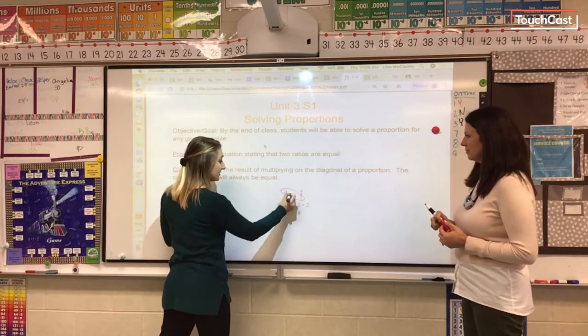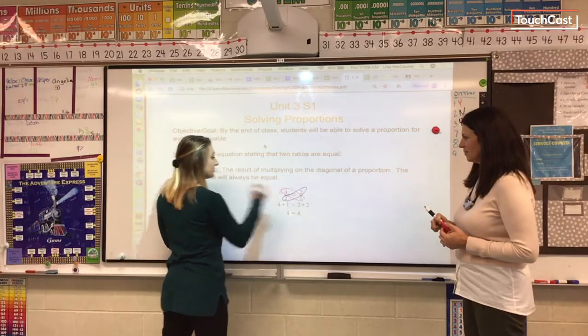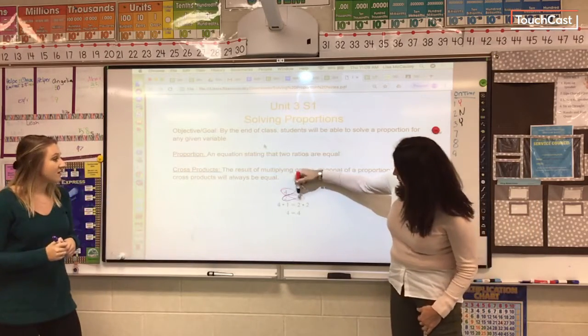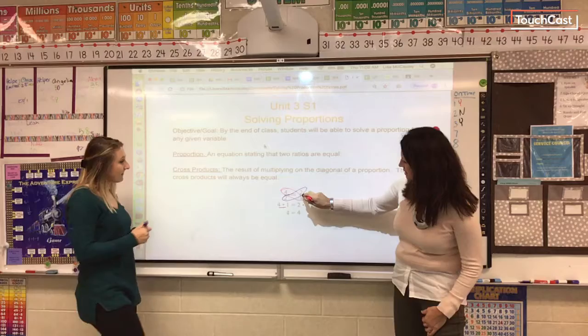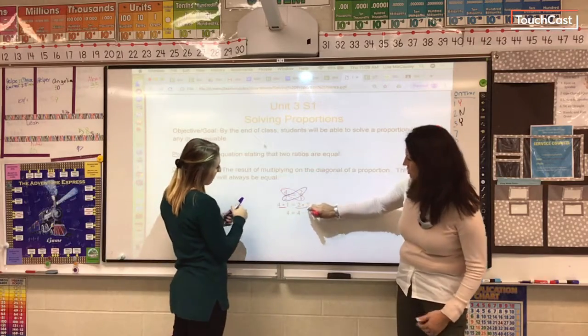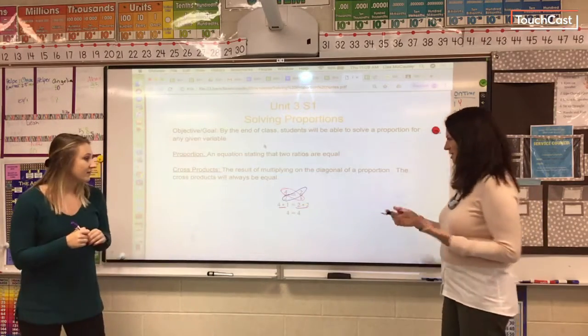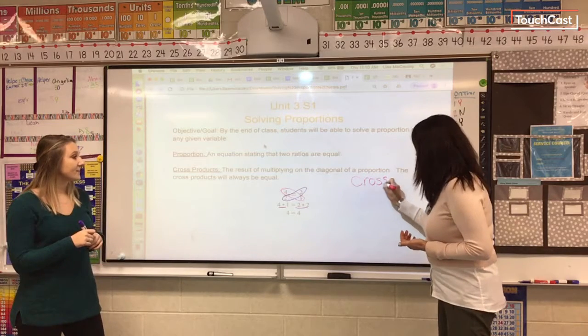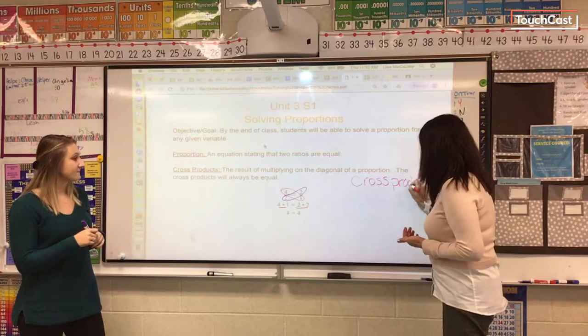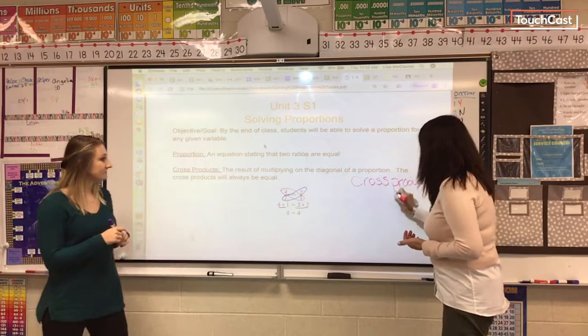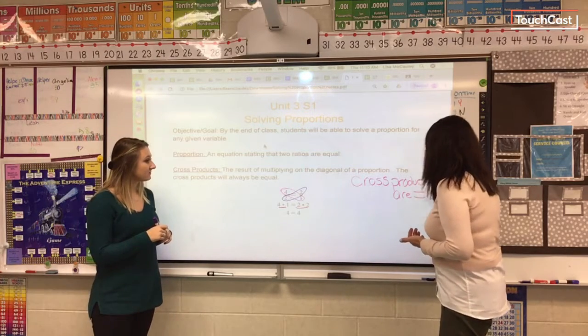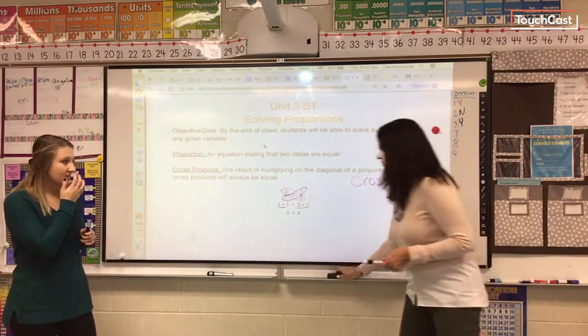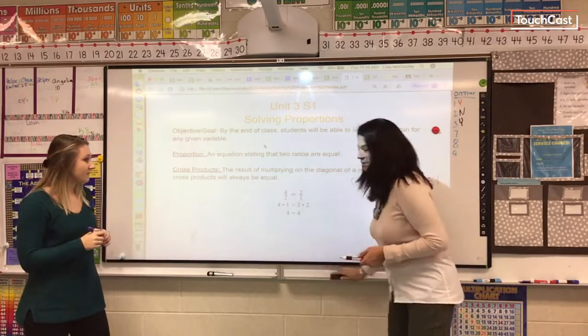Since she cross multiplied there, I'm going to cross multiply the other two. So you can see four times one is equal to four, and this here is two times two. So four is four. That's pretty cool. When we do proportions, we always say cross products are equal. Okay, you can write that down. All right, let's do a couple examples.